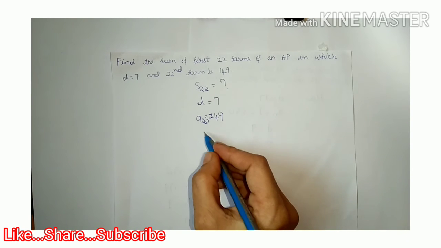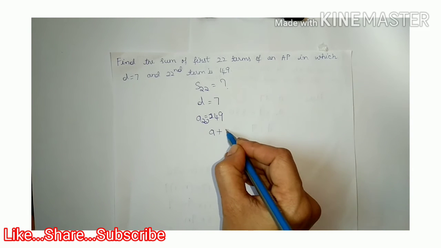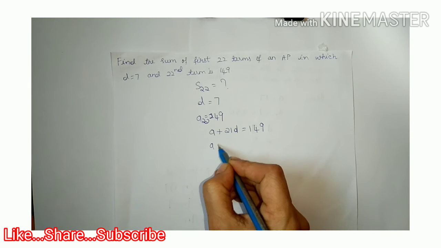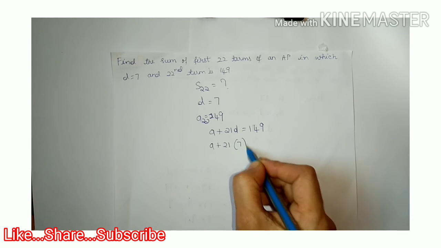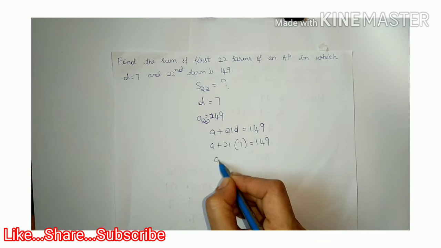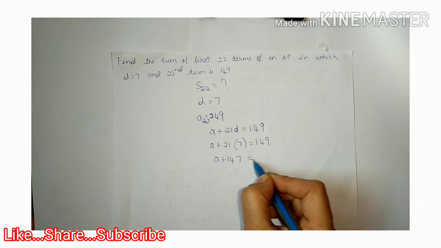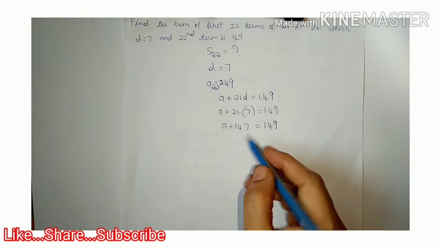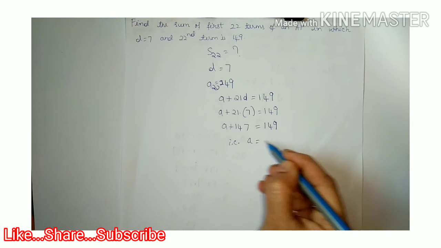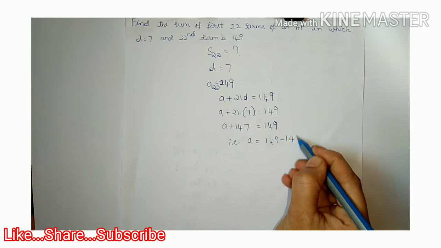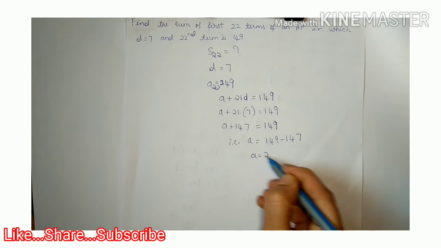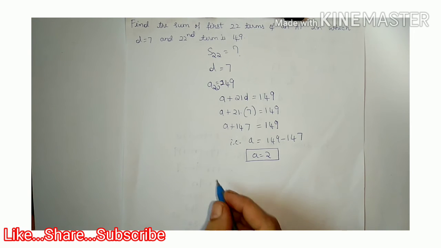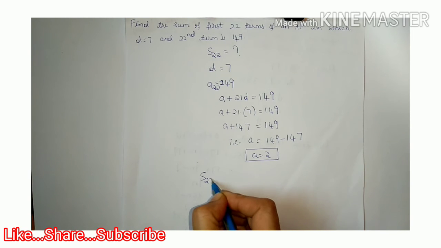We can write A22 as a plus 22 minus 1 into d, 21d, is equal to 149. Substitute d as 7: a plus 147 is equal to 149. 21 into 7 is 147. That is a is equal to 149 minus 147. First term is 2.